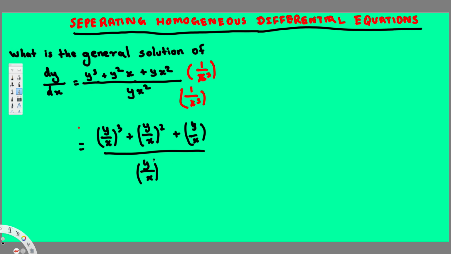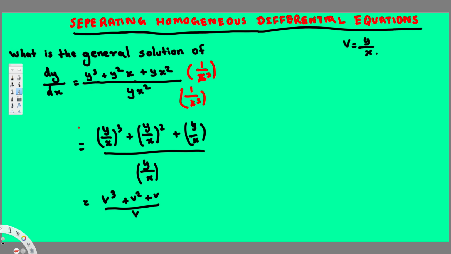After we convert this into y over x pattern, we have to substitute this y over x with v, like v is equal to y over x, and after that we have to write everything in terms of v. If we write this, this is going to be v cube plus v square plus v over v.